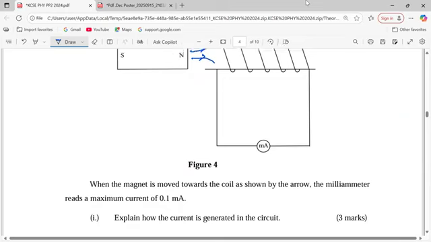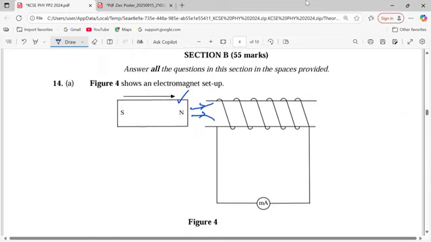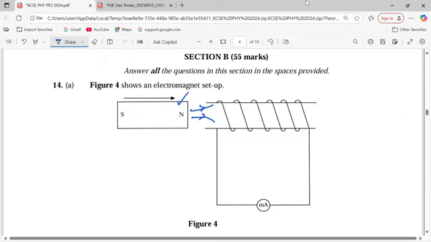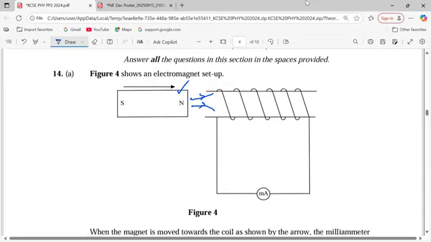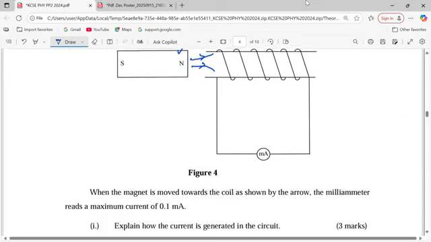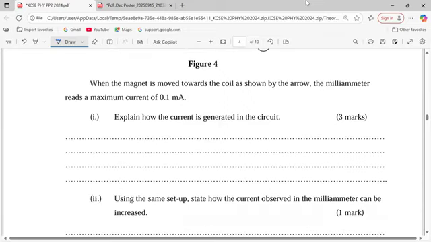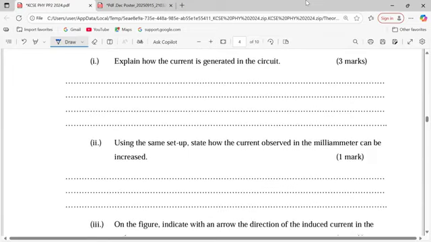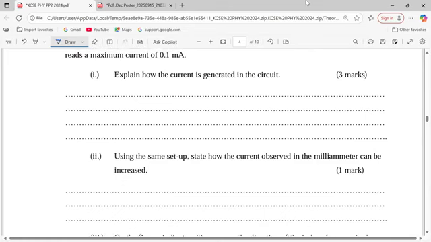So that is the point. The magnetic field links up with the turnings in the coils. Then an EMF is induced. The induced EMF is the one that leads to the flow of an induced current thereafter. Using the same setup, state how the current can be increased.